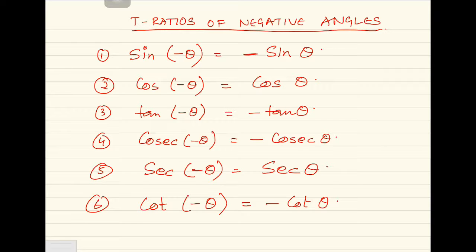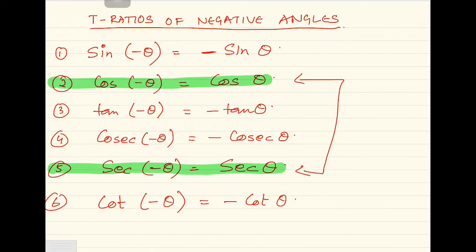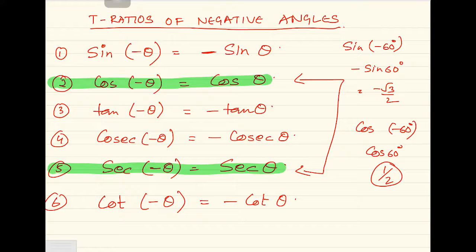If you look carefully, there are only 2 ratios where the sign gets absorbed, and that is cos and sec. So these two are very, very important. In cos and sec, the minus sign gets absorbed, whereas in sine, tan, cosec and cot, the minus sign gets thrown out. An example: if you have sine of minus 60, then it will be minus sine 60, and what is sine 60, everyone? Root 3 by 2, so the answer is minus root 3 by 2. But if you have cos of minus 60, then it will no longer be minus cos 60, it will simply be cos 60, and the answer will be half. No more minus popping out. So in sine, tan, cosec and cot, minus pops out, whereas in cos and sec, it gets absorbed. Remember this formula. We will solve sums in the next class.